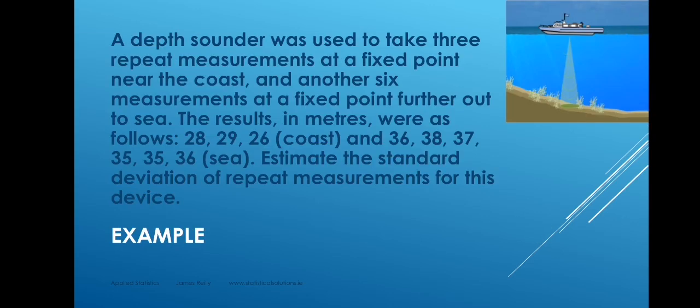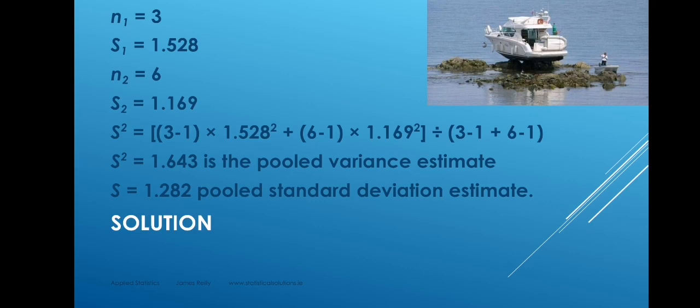So an example of the use of that formula is this one here. We use a depth sounder to take a number of repeat measurements at a point near the coast and to take a number of repeat measurements further out to sea. Now the depths involved are different, but we assume that the standard deviation is the same because the standard deviation depends on the precision of the depth sounder. So there we have 3 numbers close to the coast and 6 numbers out to sea. In the case of each of those samples, we calculate the sample standard deviation estimate. And so we get, for sample size 3, n1, an s1 of 1.528. And for sample 2, n2 equals 6, we get s2 is 1.169.